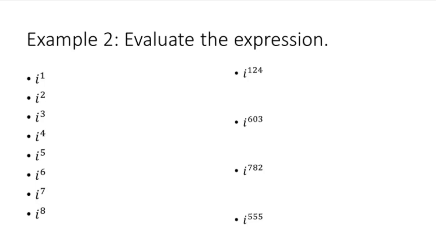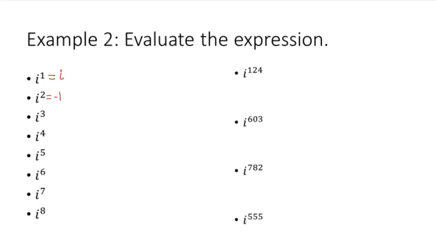Now we're going to explore various powers of i. Let's focus on the powers of i here on the left, where we have i to the first, i to the second, i to the third, and so on. If we take a look at i to the first, well, anything raised to the first power is itself. So i to the first equals i. i squared, we know from definition, is negative 1.